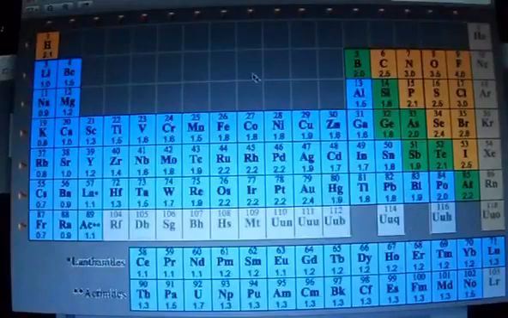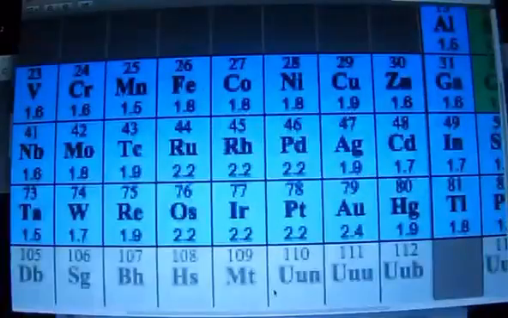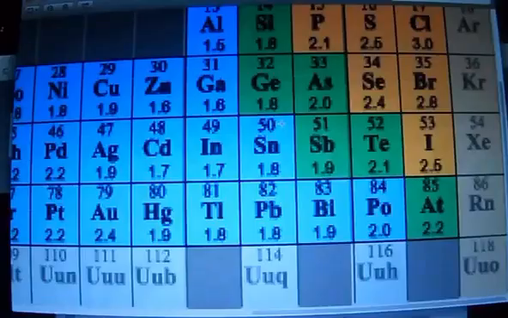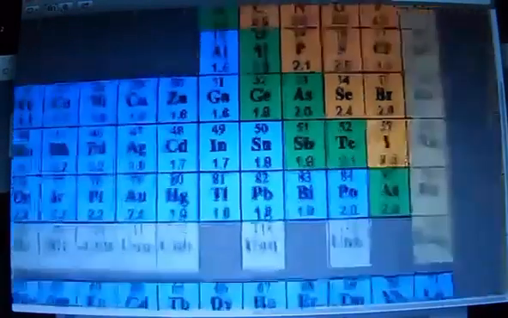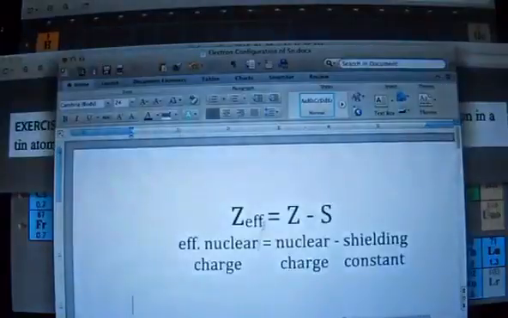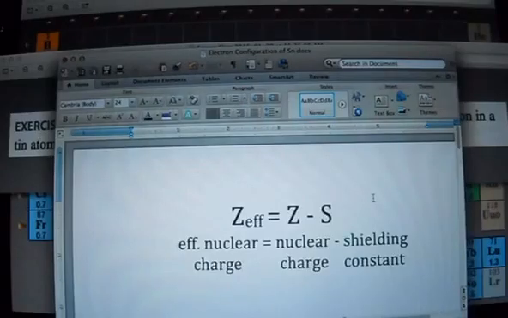Alright, so cursor's over here. The elemental symbol for tin is Sn. So if I zoom in a bit, then I can help you see that the atomic number is 50. Hence our nuclear charge is 50. Now then, for the rest of this equation, we're going to find the shielding constant. The shielding constant we have to calculate using Slater's rules. And I'll be getting into that right now.